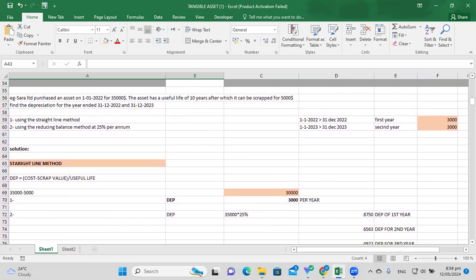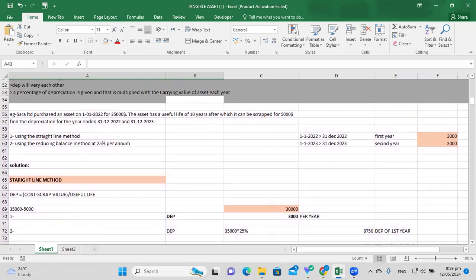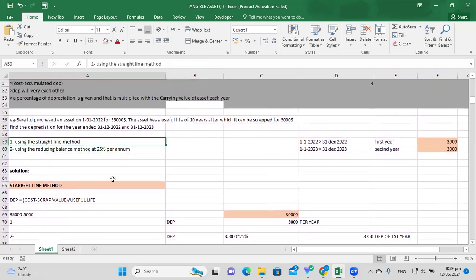Now the second part of this question was, the first part was using the straight line method that we have already done. And now we are moving on to the second part, which is using the reducing balance method at 25% per annum. Per annum means per year. So they are telling us to calculate the depreciation using the reducing balance method, and the depreciation charge is 25% per year.